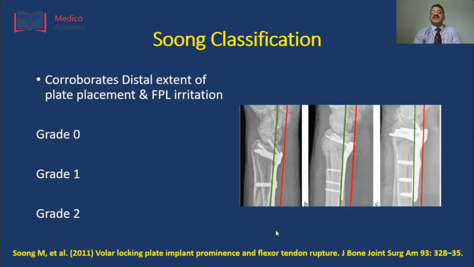And if any plate placement is such that it extends beyond the watershed line, then care should be taken to follow up this patient and remove the plate early at the very early sign of tendon impingement.